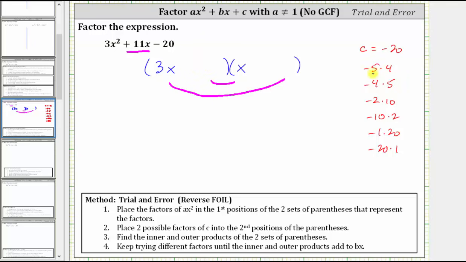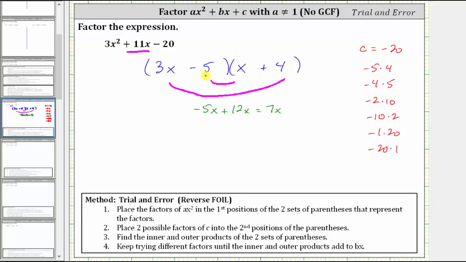If we want to use the factors of negative 5 and positive 4, let's place a minus 5 in the first binomial factor and a plus 4 in the second binomial factor. And now we check the sum of the inner and outer products. Notice how the inner product is negative 5x. We have negative 5x plus the outer product is 3x times 4, which gives us 12x. So we have negative 5x plus 12x, which is equal to positive 7x, not 11x, and therefore this is not the correct factorization. And again, because this is the trial and error method, we now just try something else.